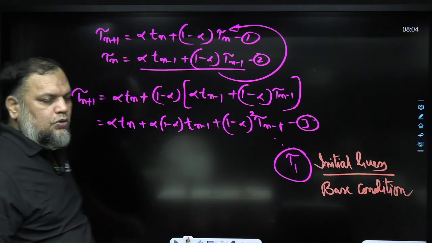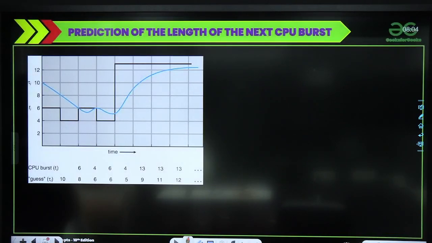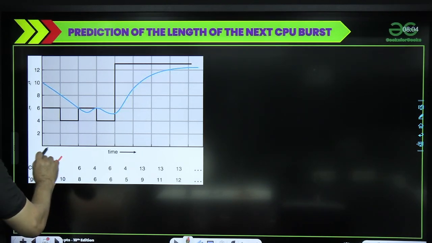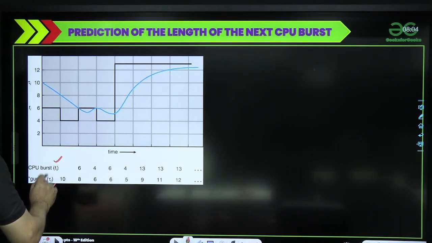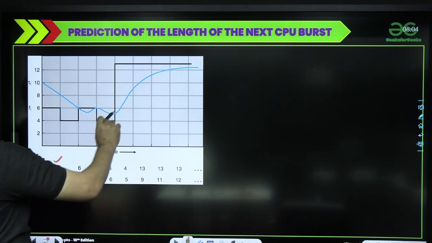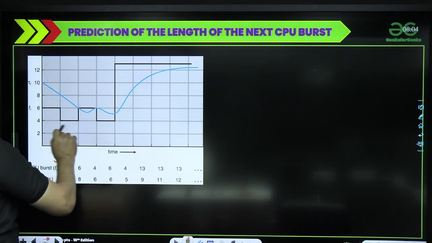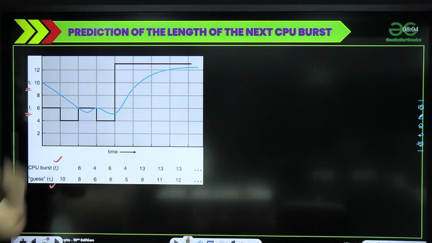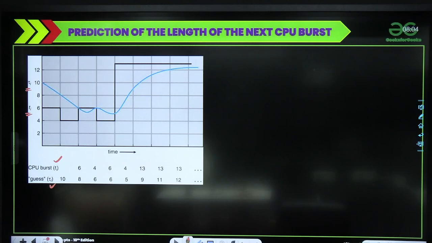This is trying to show the correlation between the actual next CPU burst and the guess tau i. This is the actual burst Ti and this is tau i, the blue ink. Look at this, the Ti and tau i comparison. So almost it is in correlation, we can say, to the actual burst time.